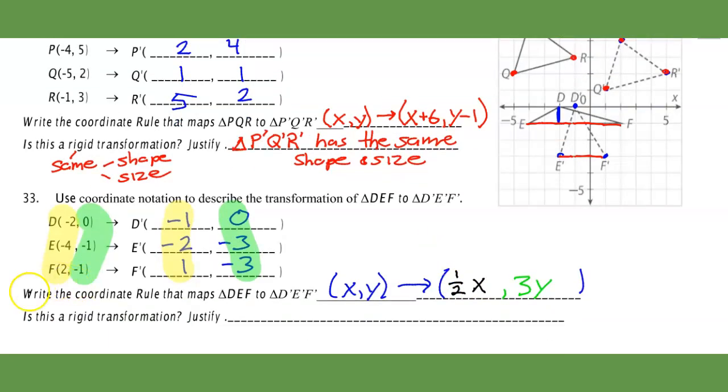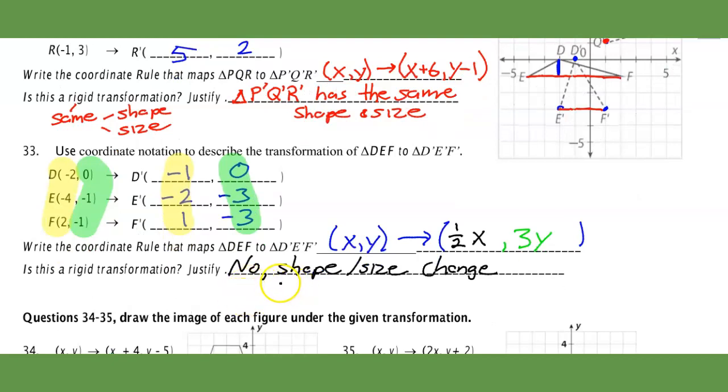Okay, is this rigid? Does this have the same shape and size? And that would be no. Shape and size change. Okay, so this is a non-rigid transformation, also known as a dilation.